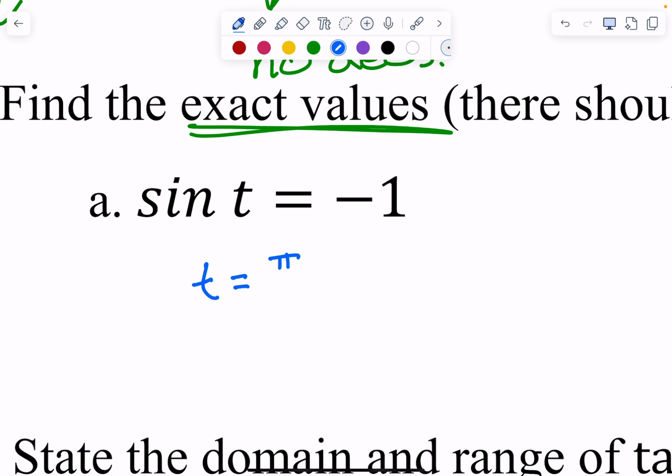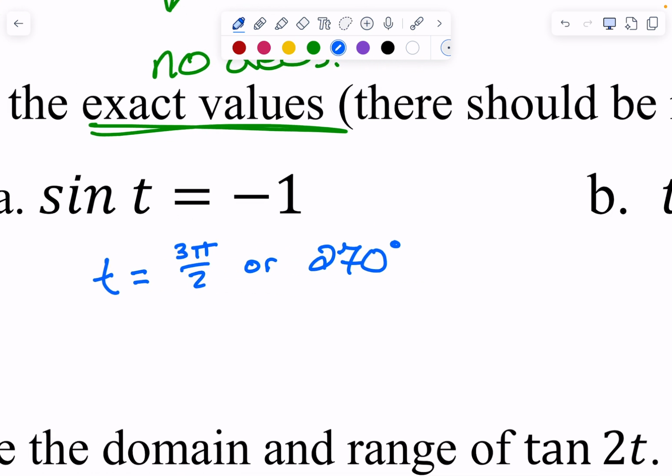At pi over 2, is that the only place? No, it should be -1. 3 pi over 2, or 270 degrees. Is that the only place that sine is -1? Yes. Okay, so that's A.